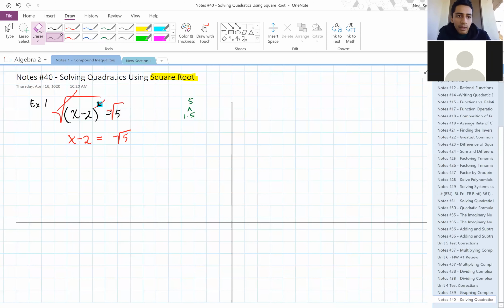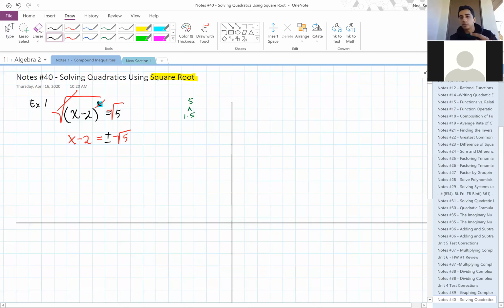Now, what's the issue? What needs to be brought down in addition to the square root of 5 if we're supposed to end up with 2 solutions? Feel free to share. Plus or minus, maybe? Yeah, that's what we need. We need a plus or minus here because that helps account for the 2 different solutions that we're looking for.